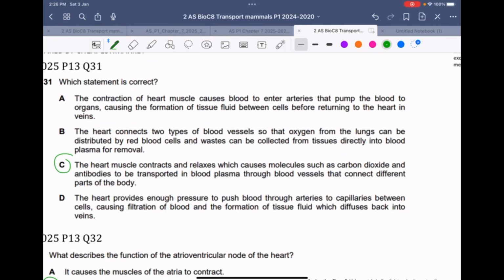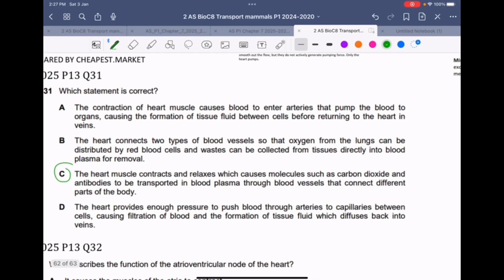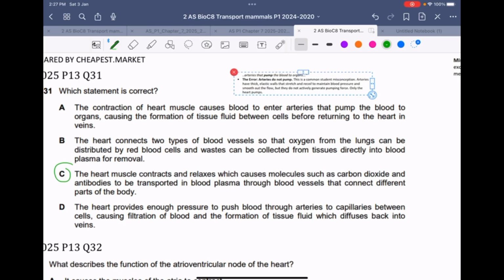C is correct answer. So why A is wrong? Because the contraction of heart muscle, they cause the blood to enter the arteries. They pump the blood into the organs. So this artery pump the blood to the organs, right? It is incorrect.